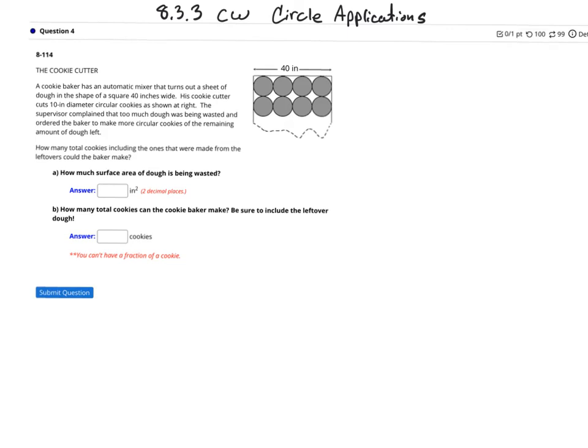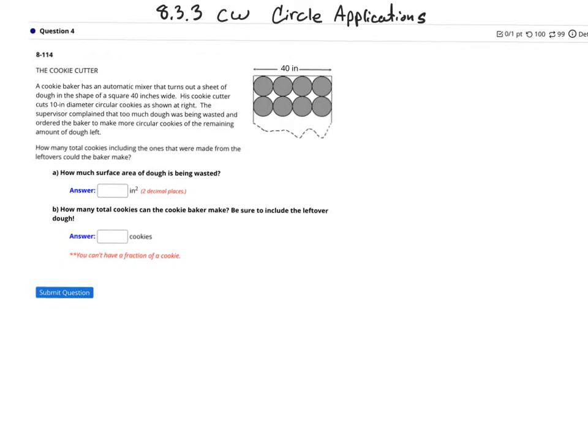Okay, now we're going to take a look at 8.3.3 classwork circle applications number 4. In this one, the cookie cutter. A cookie baker has an automatic mixer that turns out a sheet of dough in the shape of a square that is 40 inches wide. His cookie cutter cuts 10-inch diameter circular cookies as shown at right.